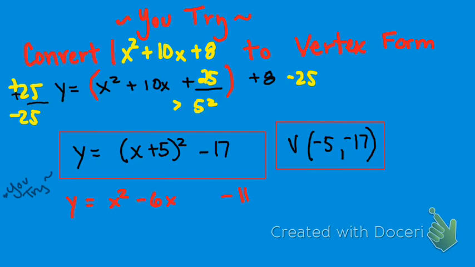Here's another you try. Give it a whirl, pause the video. Okay, let's see how you did. Did you add 9 to complete your square and then subtract the 9 from 11, giving you negative 20? Then you have to say your vertex, which is the opposite value of negative 3, which would be 3, and then my k is negative 20.